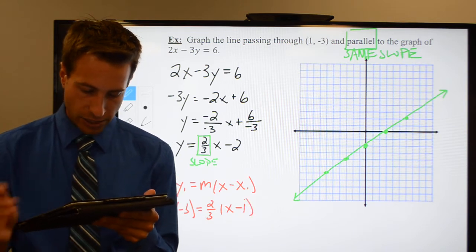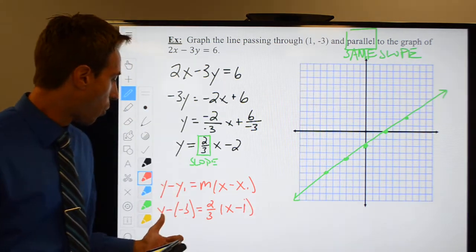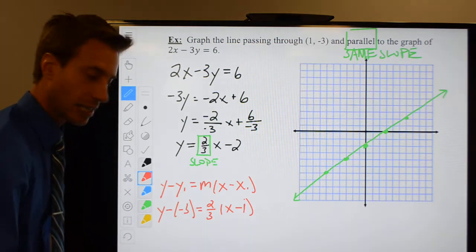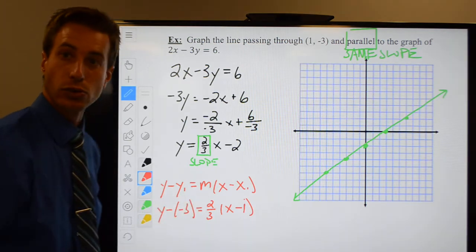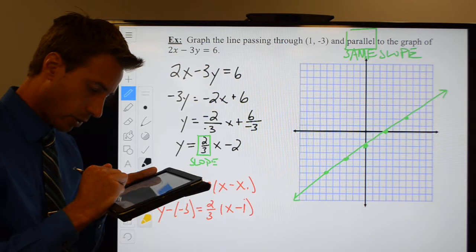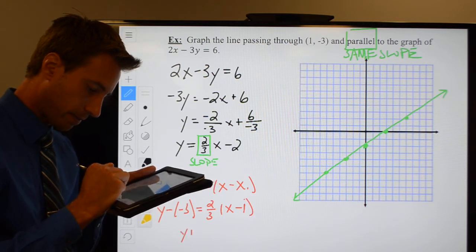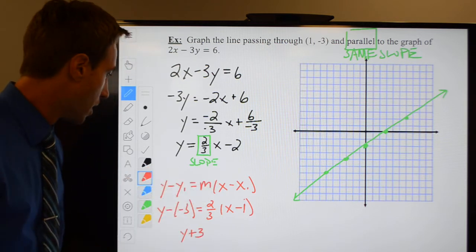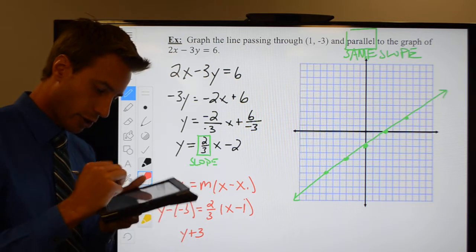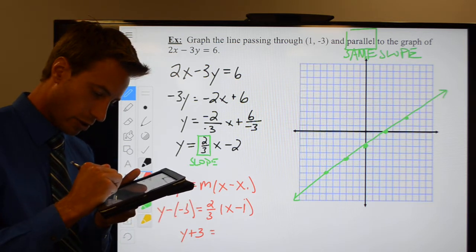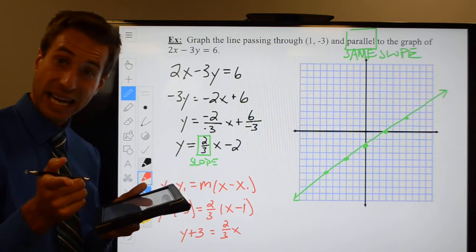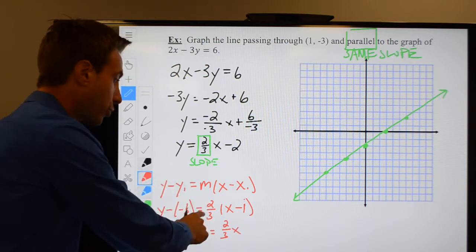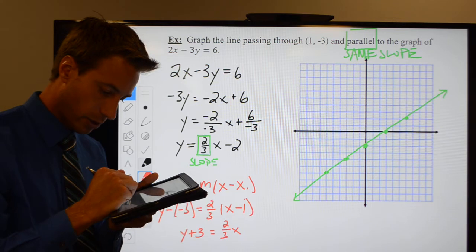Okay, let's go ahead. This is going to now be y minus a -3. Sorry, I apologize. I was standing in the way. Y minus a -3 is going to be y plus 3. So I have y plus 3. Let's see. Distribute my 2/3. So I have equals 2/3 x minus, or sorry, 2/3 times a -1 would be a minus 2/3.